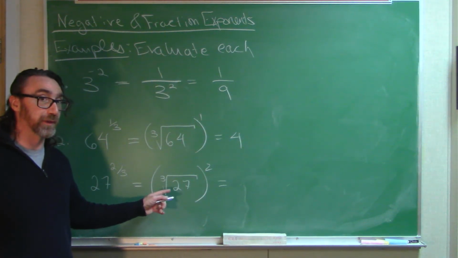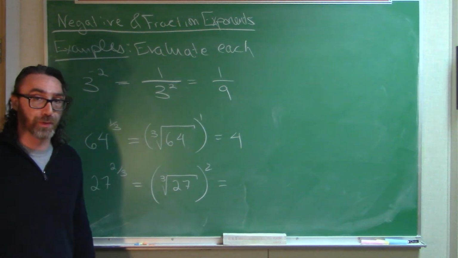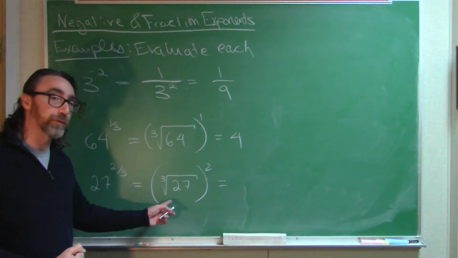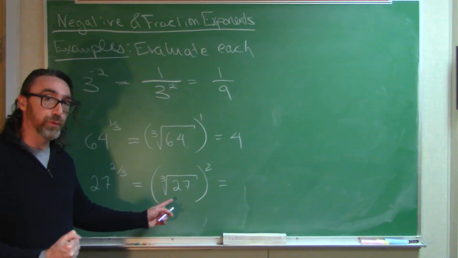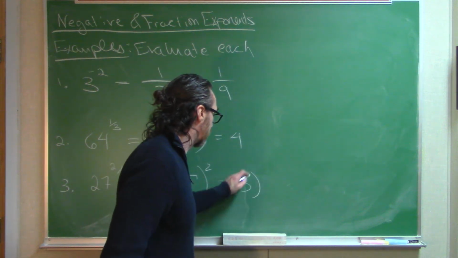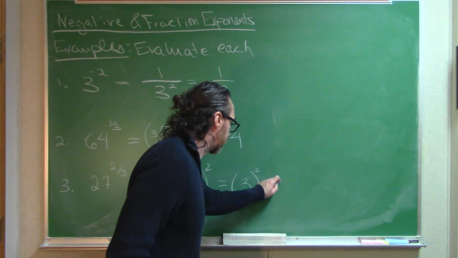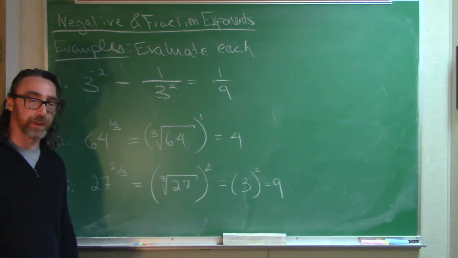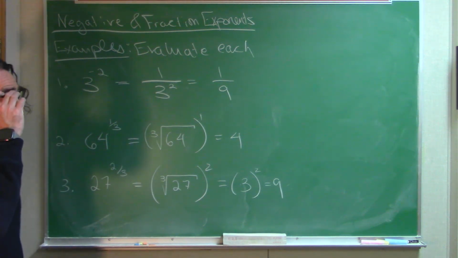Okay, you might not have noticed it in there, but I was going through the various cubes. 1 cubed is 1, 2 cubed is 8, 3 cubed is 27. So the cube root of 27 is 3. So we do the root and get 3, and then we're supposed to square that, so we get 9. Okay, so 27 to the 2/3 power is 9.